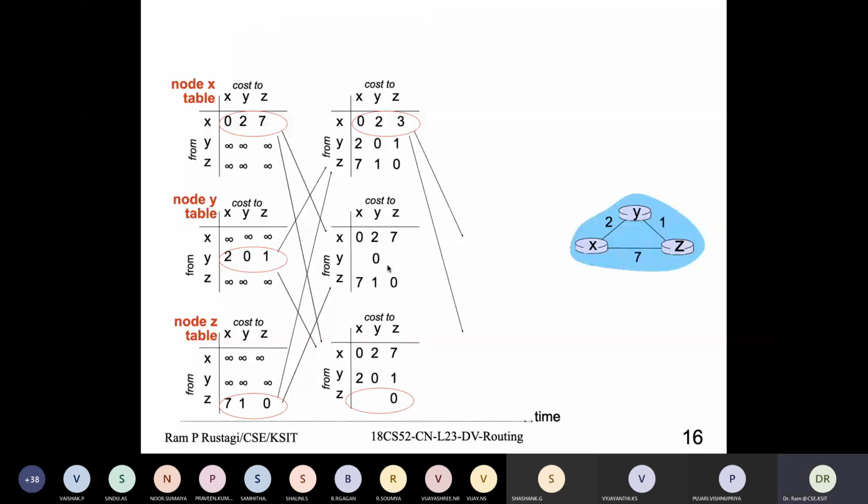Can you compute this for Y and tell me whether anything would change for Y? Let's compute for Y and tell me, after recomputation, because Y received the distance vector of X and the distance vector of Z, which were infinity earlier, does the distance vector of Y change after computation? Anyone? Take 2 minutes, compute and do that.